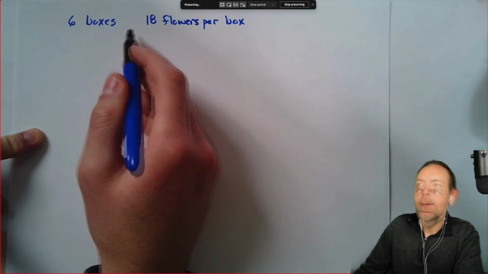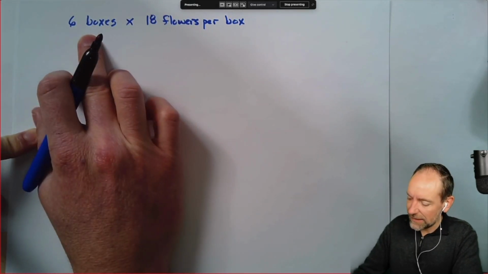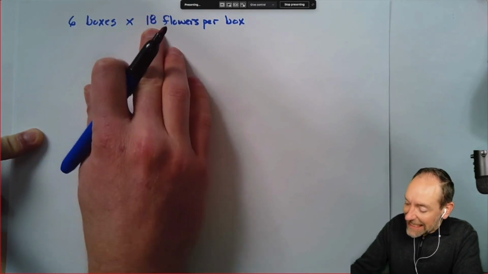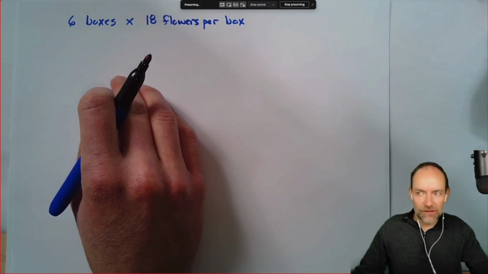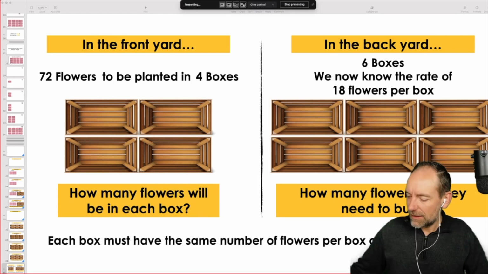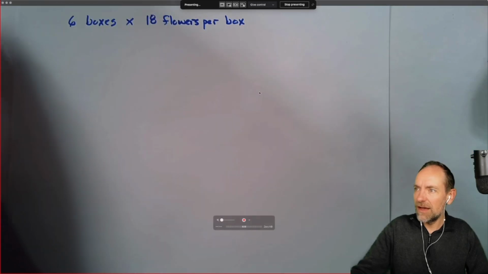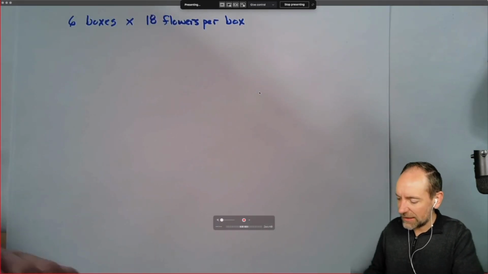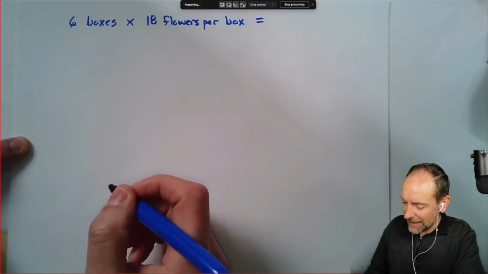Like, what are we doing? Multiplied. Let me think about that for a second. Okay, so if I have 6 boxes, 6 groups of 18 per group, that kind of makes sense, right? If this is 18 right here, then I have 1 copy, 2 copies, 3 copies, 4 copies, 5 copies, 6 copies, or 6 boxes of 18 flowers per box. And we're trying to figure out how much that is.